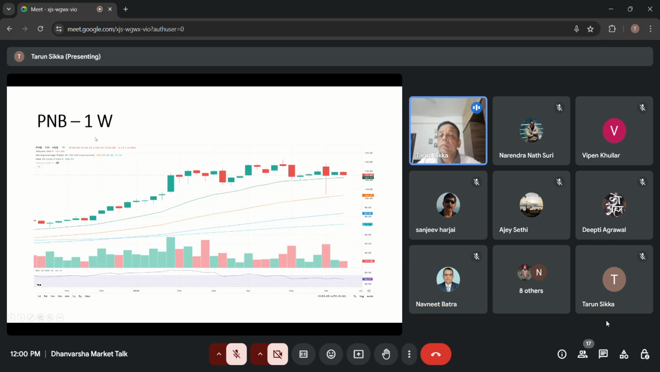PNB has a similar chart. It is actually a weaker chart. It has declined and has come much closer to its 20 EMA. So I'll look at this 20 EMA. If it breaks this, then the next support would be the 50 EMA.